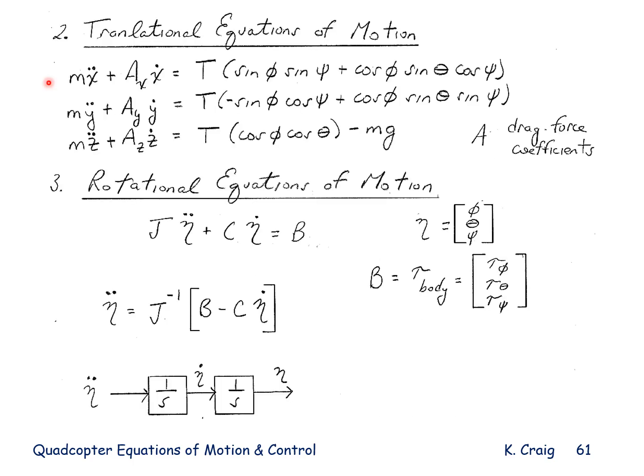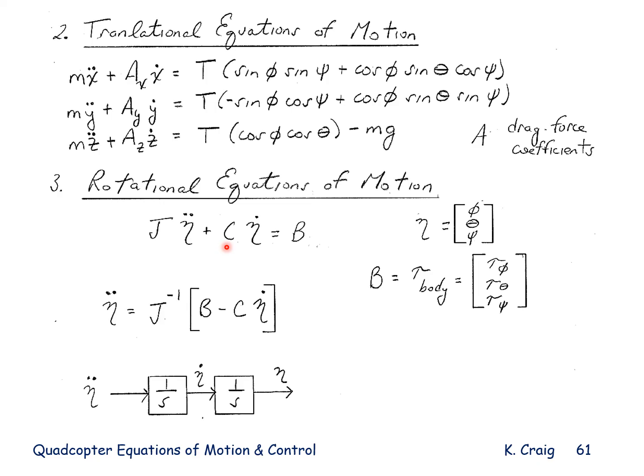The translational equations of motion are given by these three expressions, where A_x, A_y, A_z are drag force coefficients. The rotational equations of motion are given by this equation, where eta is the column vector of the angles for roll, pitch, and yaw, and B is a column vector with the elements, the moments for roll, pitch, and yaw: tau_phi, tau_theta, tau_psi.